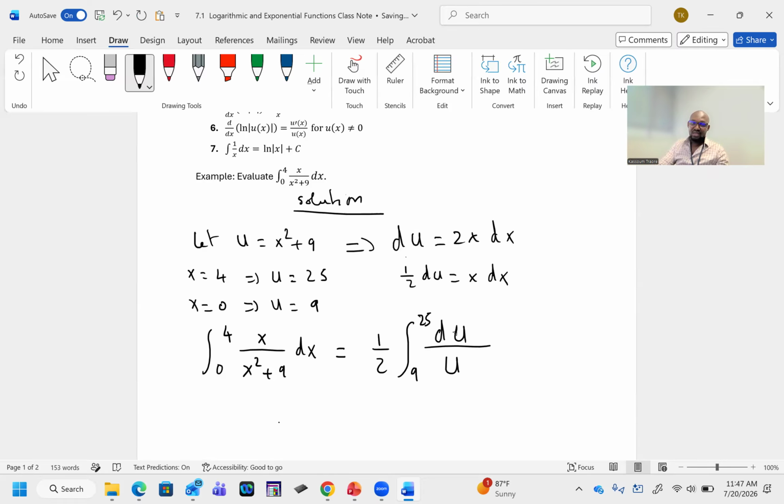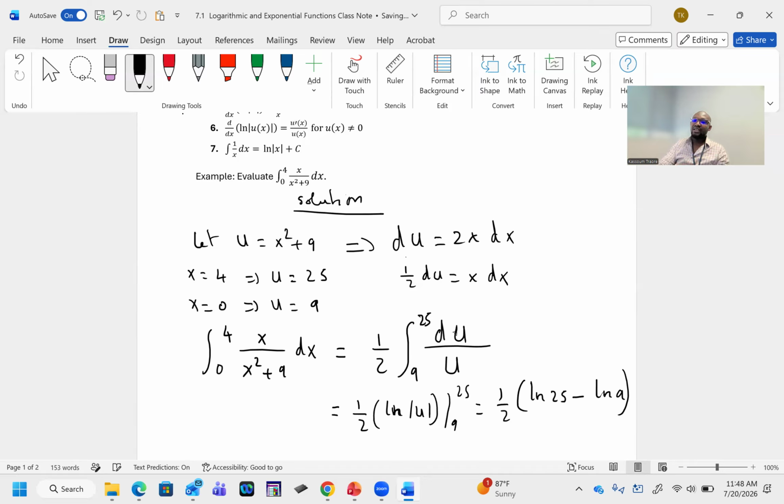So which will be 1/2 ln of 25. Or let me go step by step, sorry. 1/2 ln of the absolute value of u from 9 to 25, which would be 1/2 ln of 25 is positive, so I don't need absolute value, minus ln of 9.